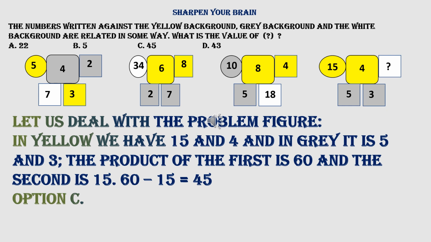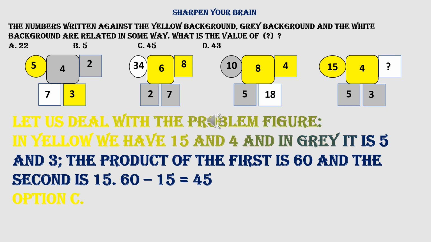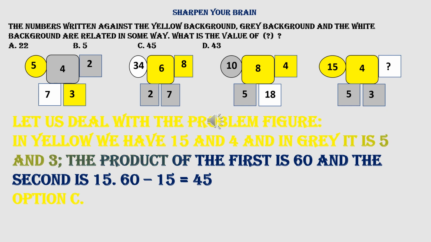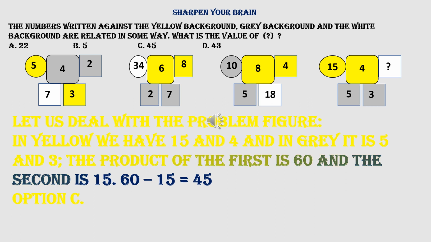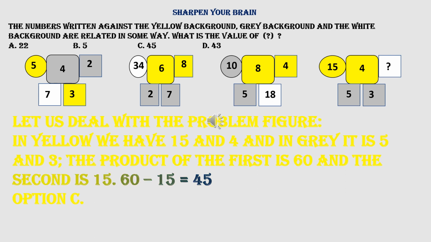Let us deal with the problem figure. In yellow we have 15 and 4. And in gray it is 5 and 3. The product of the first is 60 and the second is 15. 60 minus 15 is 45. Option C.